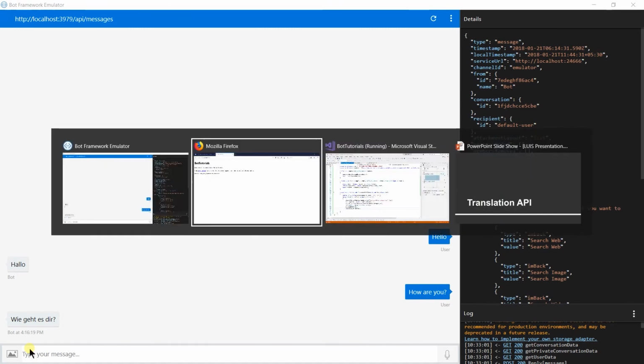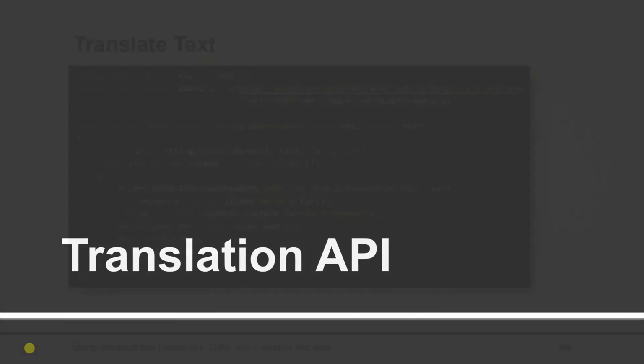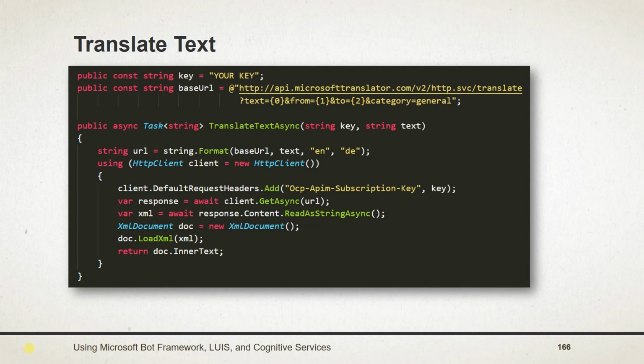Now let us see what we have learned in this session. To translate text, we require key of translation API. Here is URL pattern for translating text. This API includes various other methods. I have added a link to its documentation.